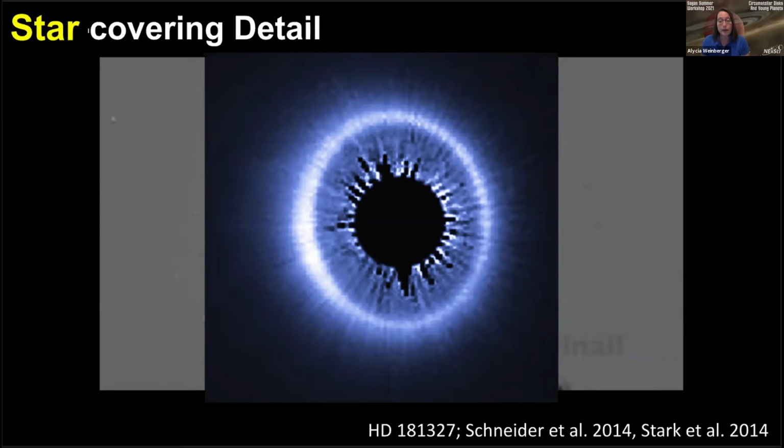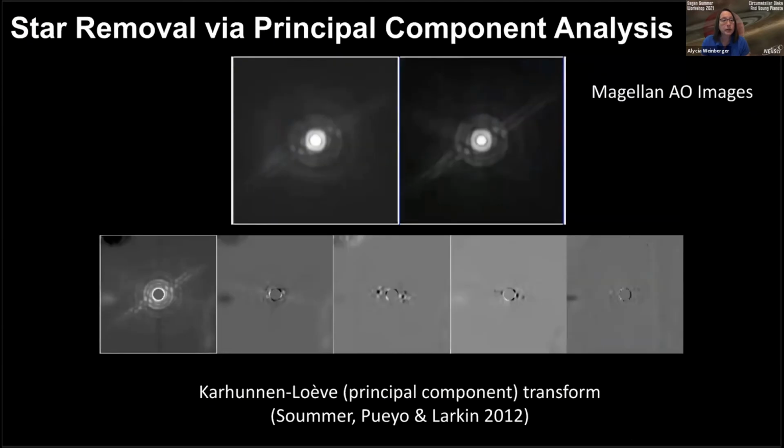So to do this on the ground, we have yet another challenge, which is of course the Earth's atmosphere, where we have to correct for the turbulent distortion of the Earth's atmosphere in order to remove the light of the star. So here we usually rely upon some kind of post-computational analysis, such as principal component analysis or CLIP. So one uses an adaptive optics system to make as close to diffraction limited images as possible. So these are examples from the Magellan adaptive optics system that I have most used.